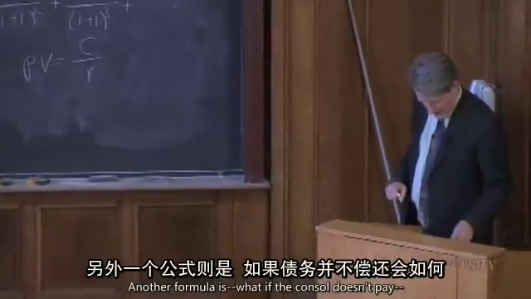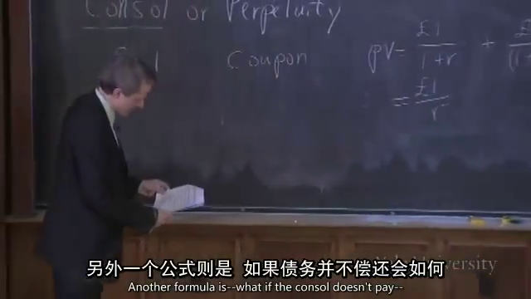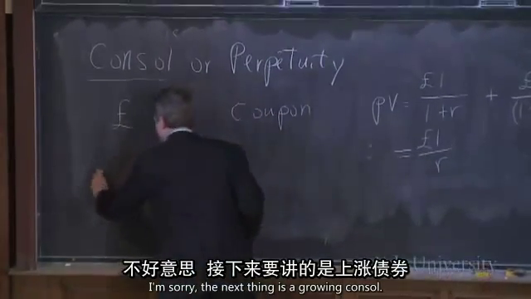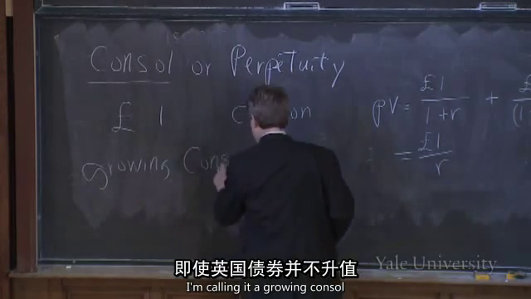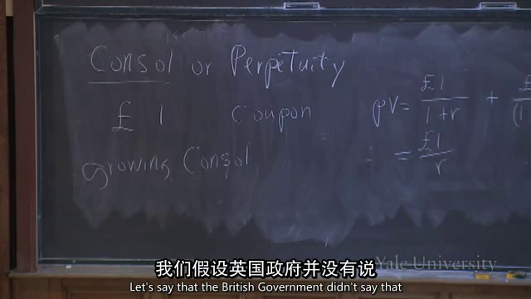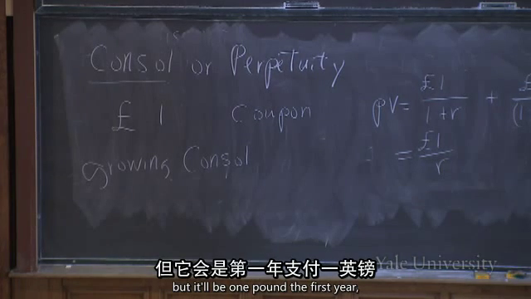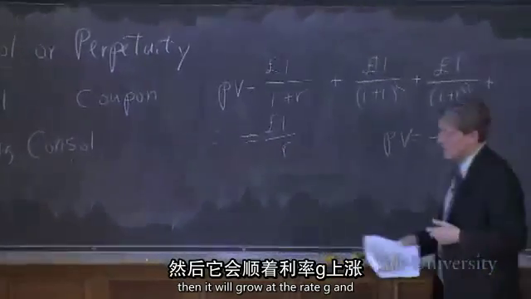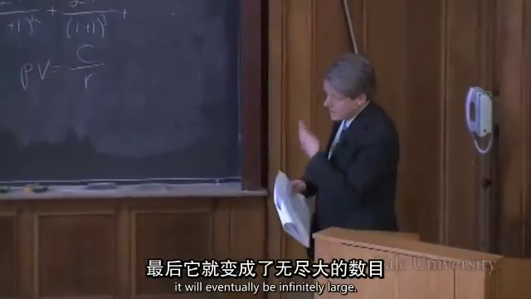Okay. Another formula is what if the console doesn't pay... Well, okay, what if, sorry. Next thing is a growing console. I'm calling it a growing console, even though the British consoles didn't grow. Let's say that the British government didn't say that they'll pay £1 per year, but it'll be £1 the first year, and then it'll grow at the rate g, and will eventually be infinitely large.